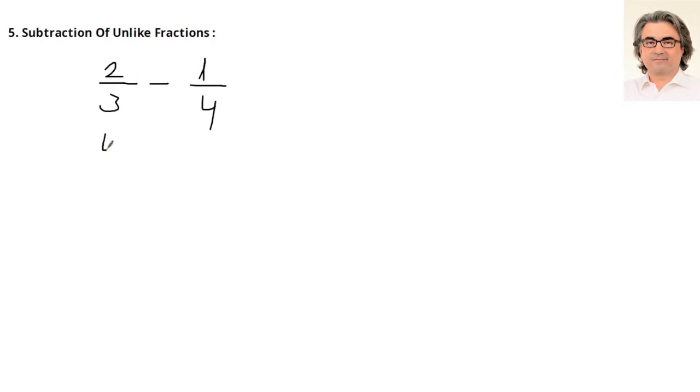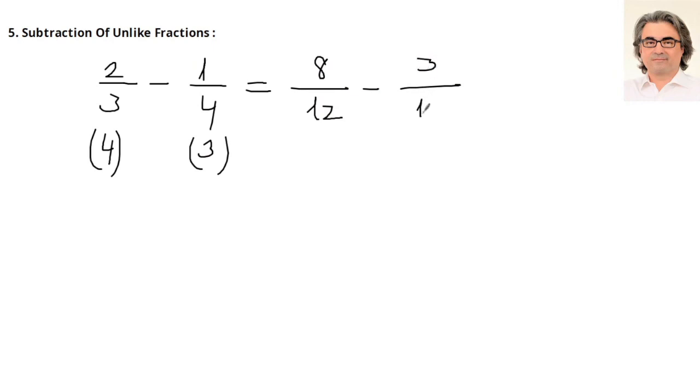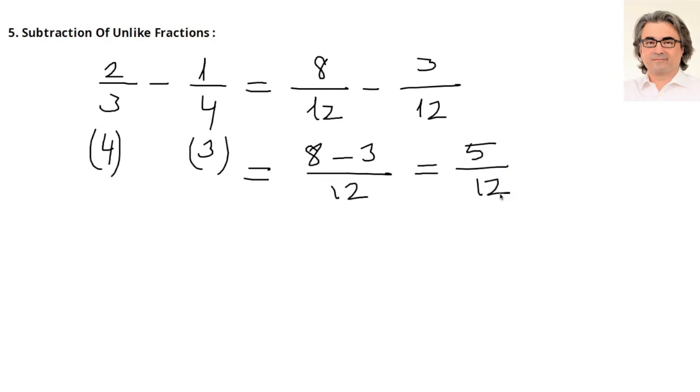3 times which number gives us 12? 4. 4 times which number gives us 12? 3. After that, continue. 4 times 2 is 8 over 4 times 3 is 12, minus 3 times 1 is 3 over 3 times 4 is 12. Then 8 minus 3 over 12. 8 minus 3 is 5. 5 over 12 is the final result.